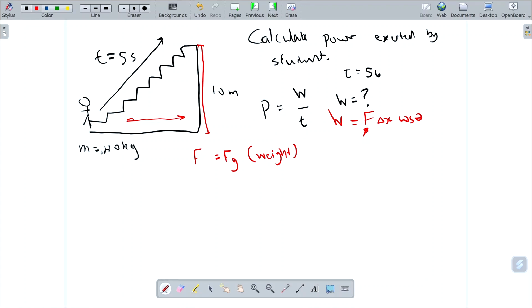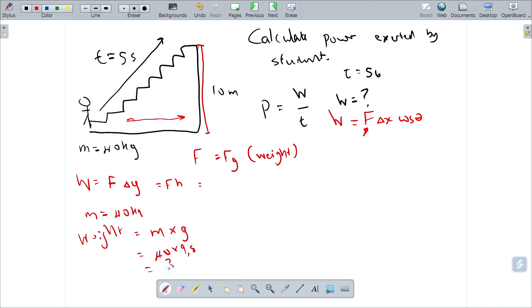So we can calculate the work in this case, and we can say that the work is then the force, and instead of delta x, we can say delta y, because this is now in the vertical direction, and that equals the height of the stairs. The force will be her weight. Now, what is her weight? They give us the mass. The mass is 40 kilograms. Now we can calculate the weight, which is the mass times gravitational acceleration, 40 times 9.8, which is going to equal 392 newtons.